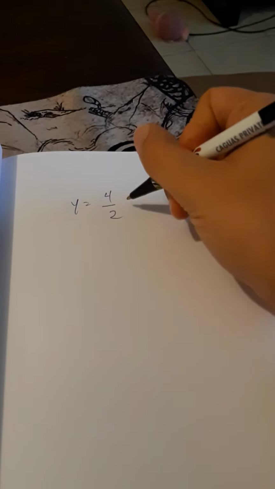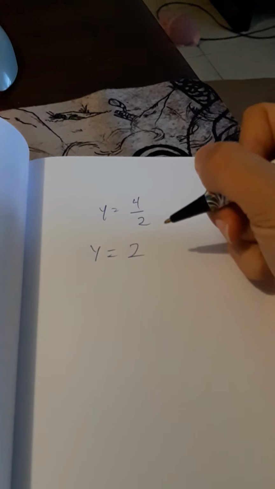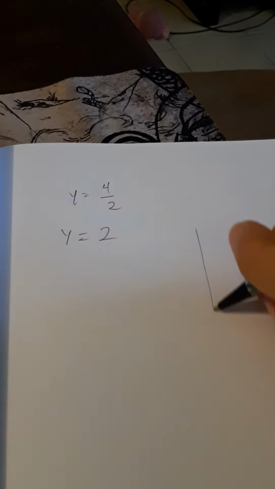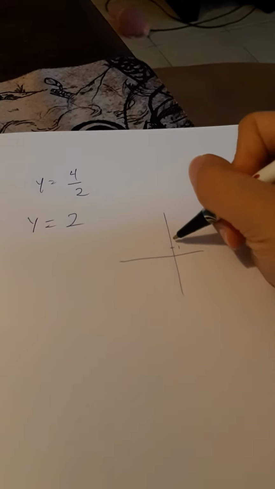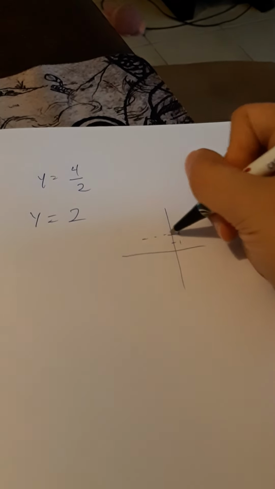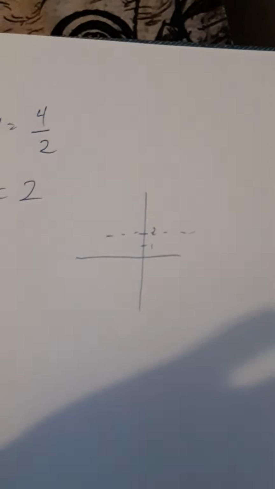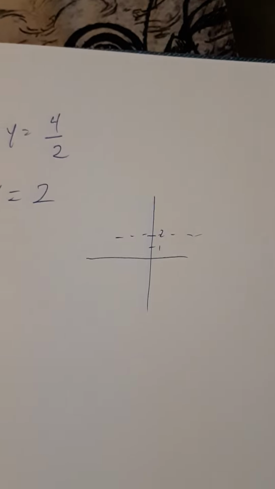So we would have a horizontal asymptote where? Well, we would have something like this. y is equal to 4 divided by 2. Therefore, our horizontal asymptote would be at y is equal to 2, which would look something like this. So 1, 2, and there would be our asymptote.